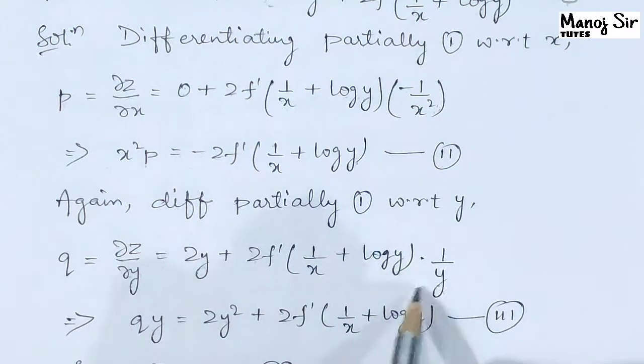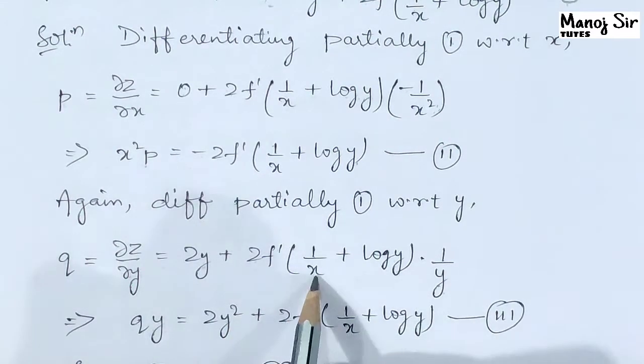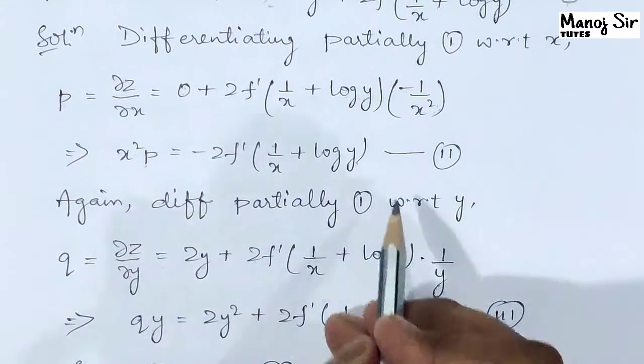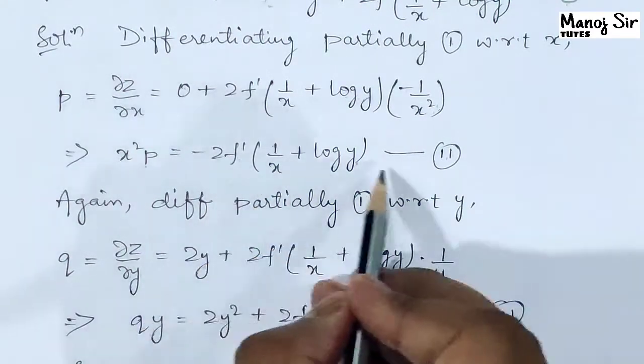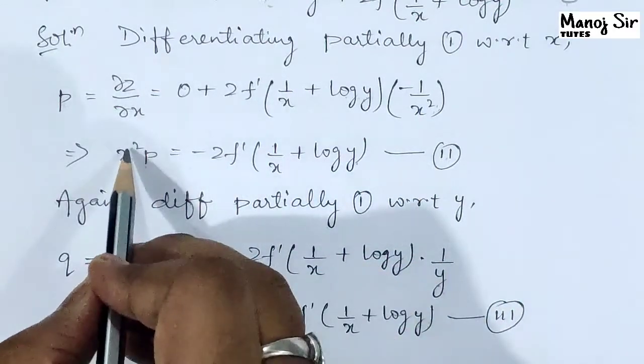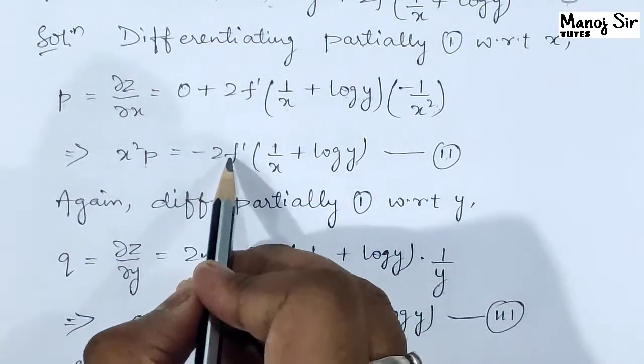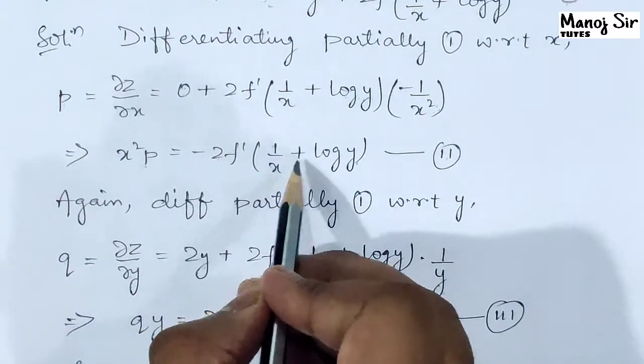Okay, now if you take this y here, this will become q into y. So q into y equals twice of y square plus twice of f dash of 1 upon x plus log y. And since this is equation number 2, we can consider this as equation number 3. Okay, so here you can see, in place of this, that is twice of f dash of 1 upon x plus log y, what we can write, if you see in equation number 2, x square p equals minus of twice of f dash of 1 upon x plus log y.